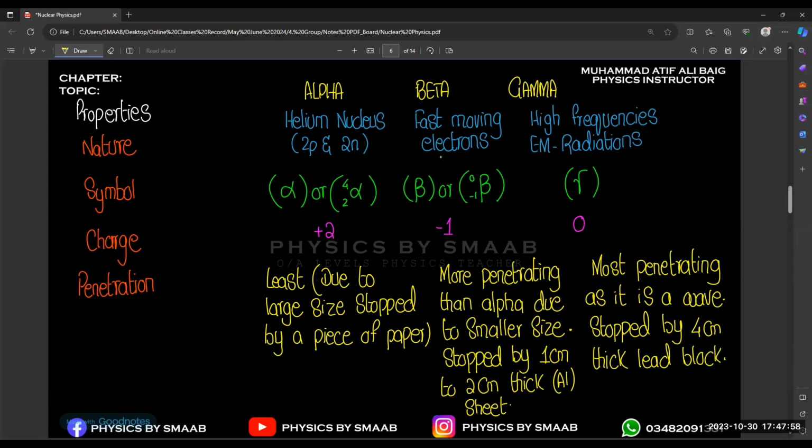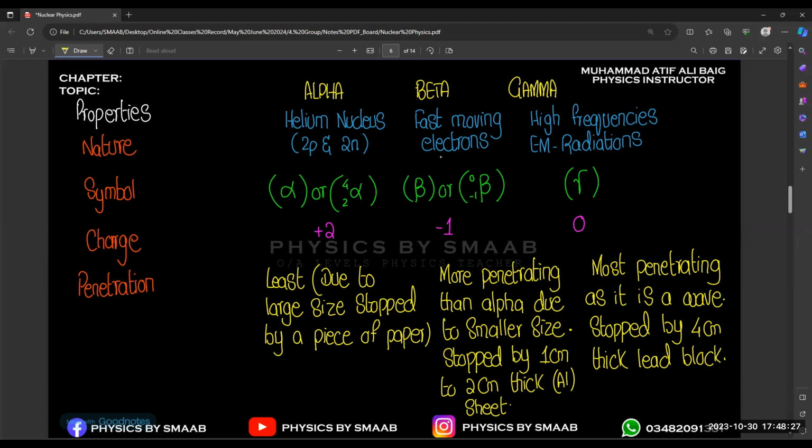Okay, one important point, if you notice that we are using lead to stop the gamma radiations, because beyond the lead, all the elements are radioactive. So lead is the last element, we can say, which is the most stable in the periodic table. So that's why we are using the lead to stop the highest radiation or the highest frequency of radiation that is coming out from the gamma rays, right?